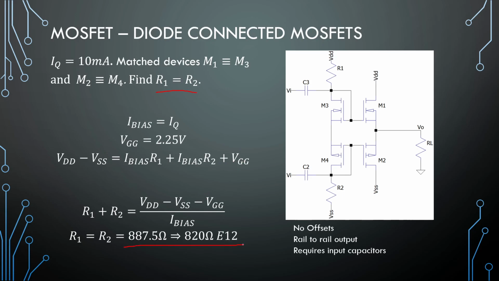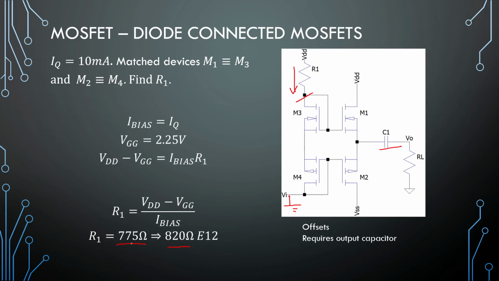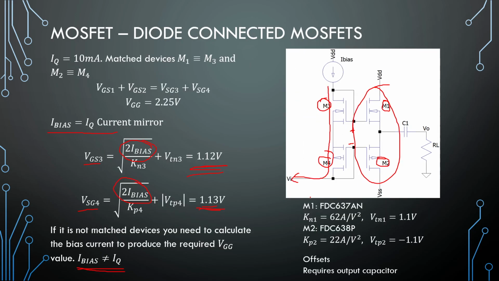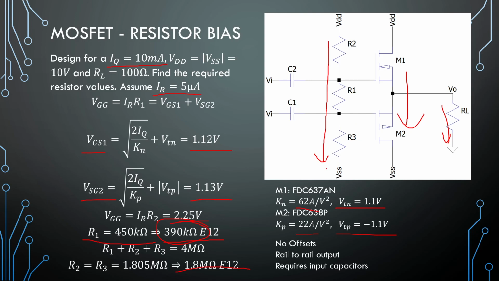and you will find using Kirchhoff that R1 and R2 works out at 820 ohms again. This is a slightly higher value than in the previous problem. So yeah, that is how you do the design using diode connected MOSFETs. This will be the best way to go, using MOSFETs to bias our MOSFETs. This or our resistor connection right here.